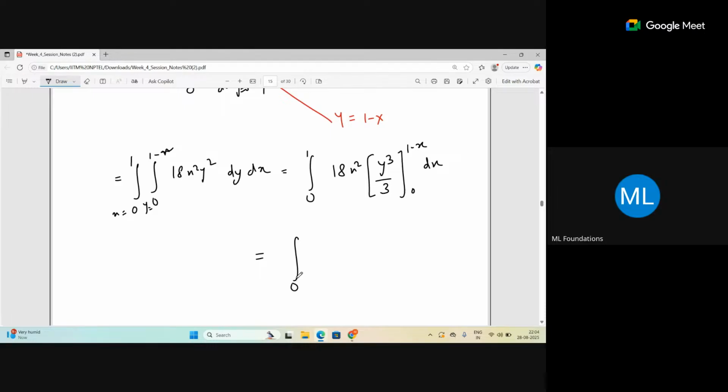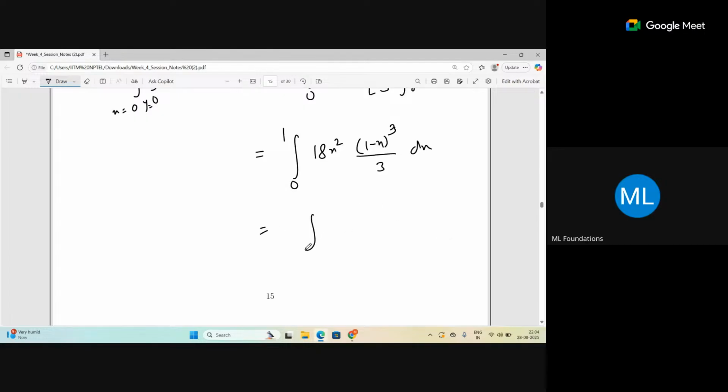Let me finish this. So it is 0 to 1, and it is 18 x square. This is 1 minus x cube by 3, right? I think yes, that is good. So this will become integration from 0 to 1, 6 x square into 1 minus x cube dx. If I do directly, the integration is x cube by 3 minus x raised to 6 by 6 between 0 to 1.